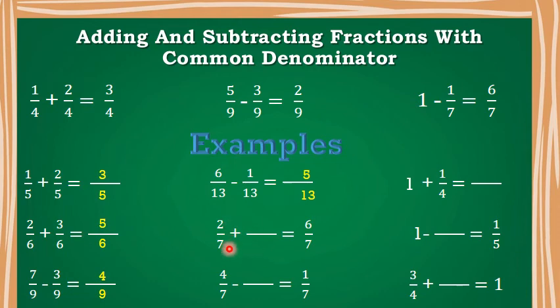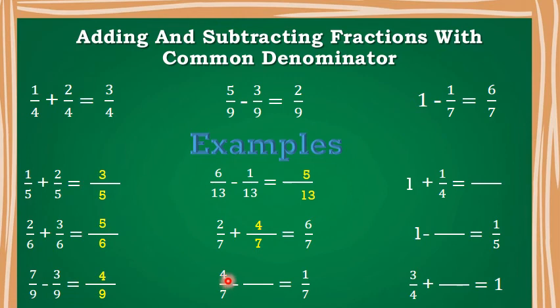Okay. 2 over 7 plus what equals 6 over 7. Okay. Do you remember the missing number? What can I do here? When we have two far numbers, far makes what? Far makes minus, the bigger number minus the smaller number. We have a common denominator, yes. Then I put here 7. 6 minus 2 will be 4.